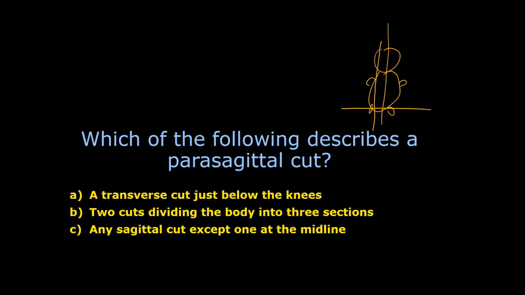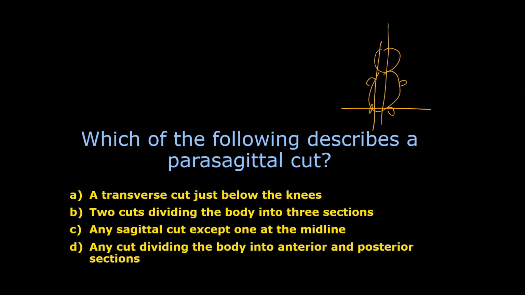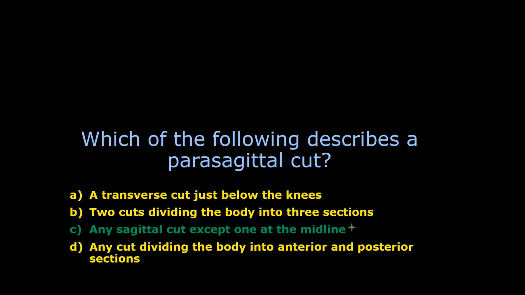Any sagittal cut except one at the midline. That sounds great, which is true. That is a parasagittal cut. Let's see if D's any better. Any cut dividing the body into anterior and posterior. Well, we know if you're going to separate front from back, that's not a sagittal cut at all. Separating front from back is a frontal cut or a coronal cut. So C looks like our winner. And it is.